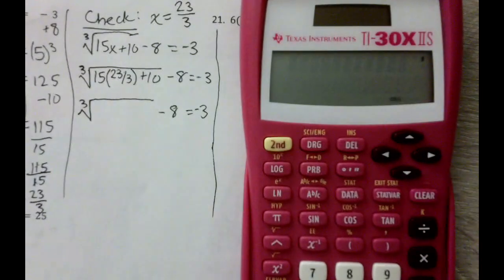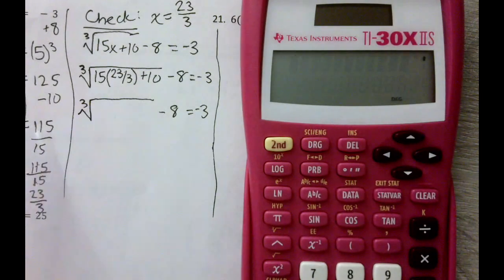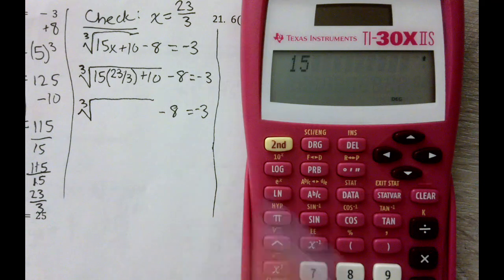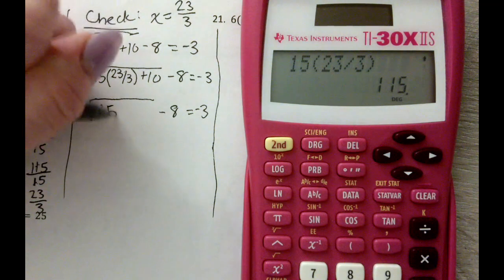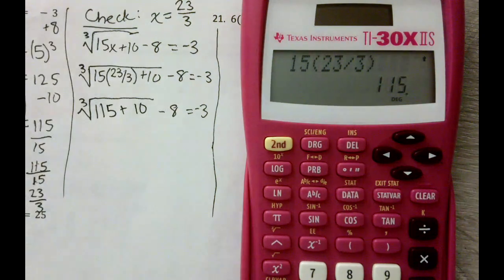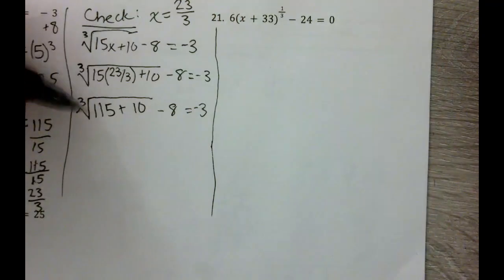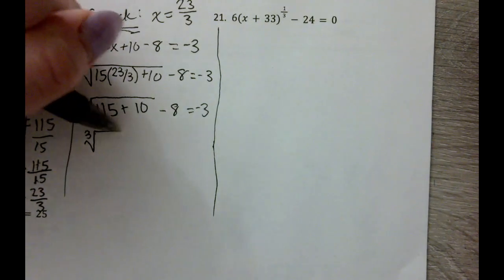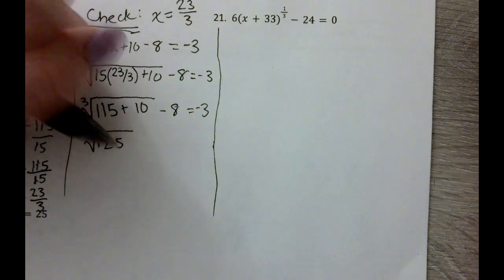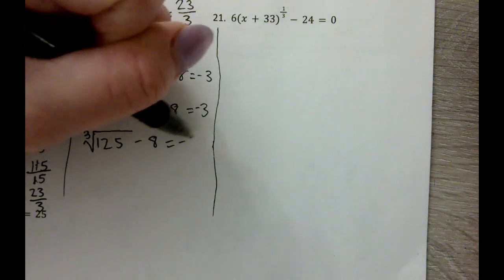15 times 23 over 3, we can easily type that in. So type it in exactly as you wrote it. If you write it correctly, that shouldn't be too bad. 15 parenthesis 23 divided by 3 parenthesis is 115. Plus 10, okay? Now we can add those. Cube root, 115 plus 10, that's 125. Minus 8 equals negative 3.